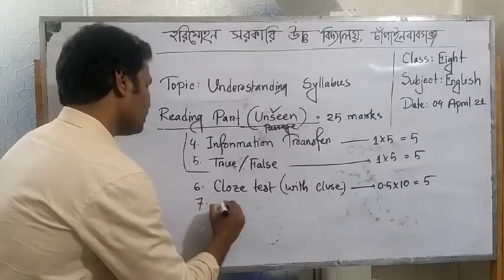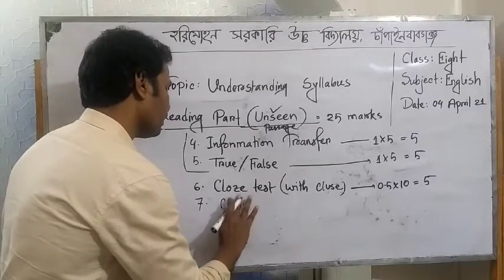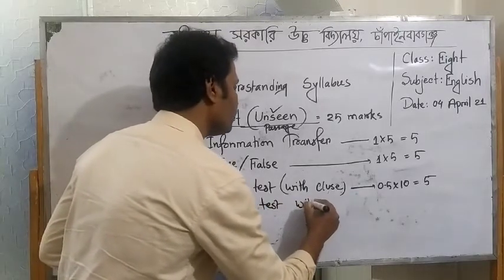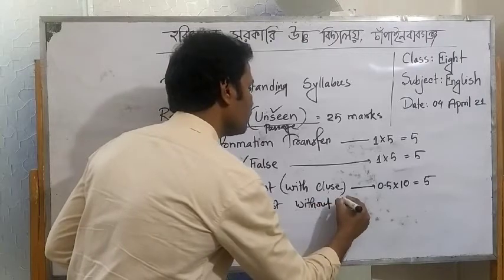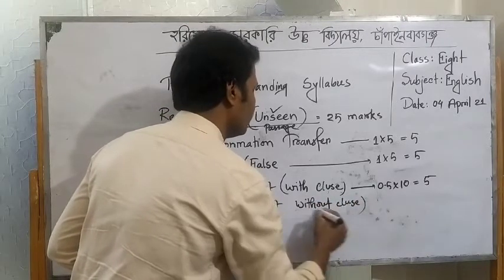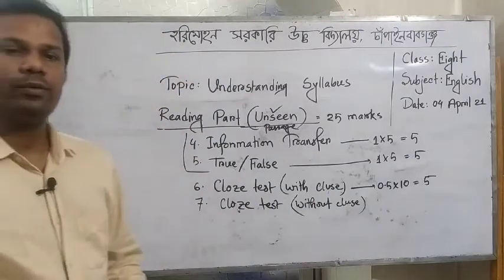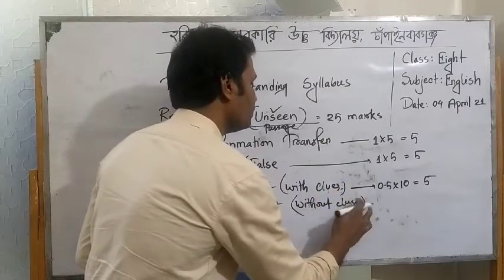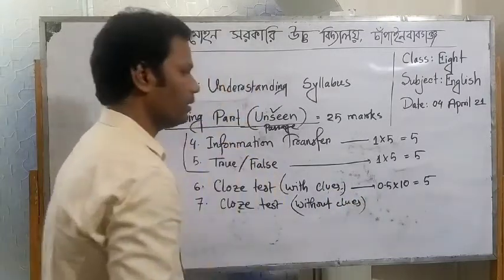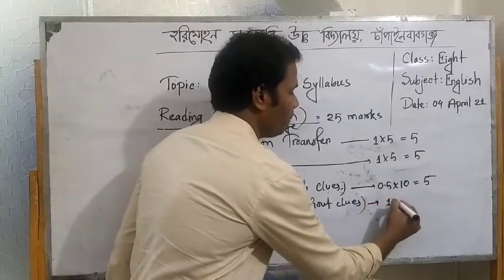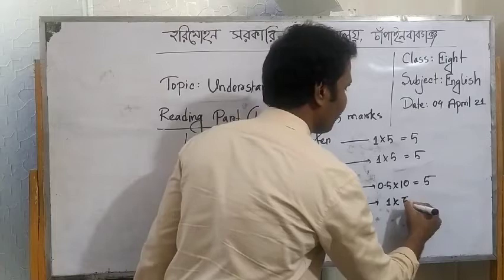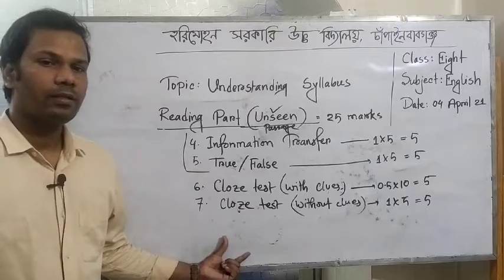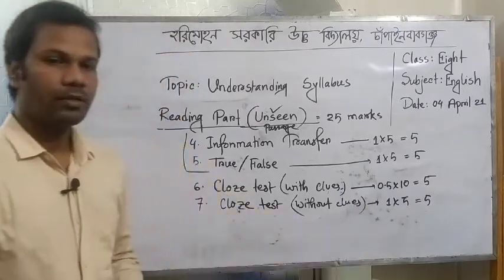And number 7 is the close test without clues. Without clues, C-L-U-E-S. And here are 5 marks also. The gap is 5, the item is 5, and 5 marks. These are the 10 marks for the gap filling.